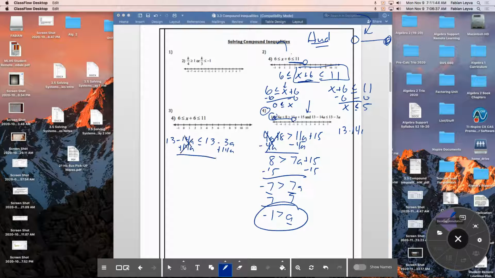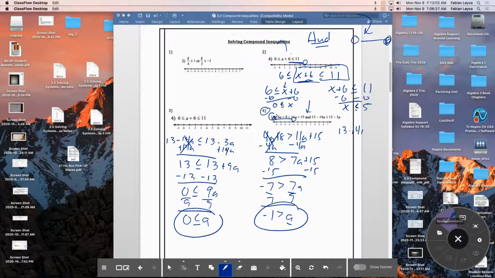14a on both sides. I end up with 13 is less than or equal to 13 minus, this was 14, plus 9a. Now minusing 13 on both sides, I end up with 0 is greater than or equal to 9a. Dividing by 9 on both sides, 0 is less than or equal to a. So where's my 0? My 0 is right over here. It's going to be an open circle. My a is greater than, so that means it's going to be pointing in the positive direction.